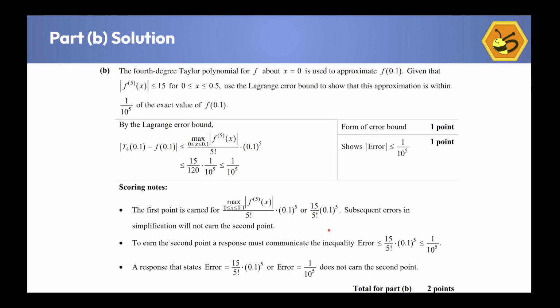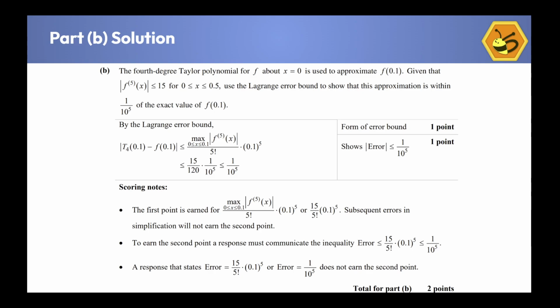Take a look. This is the direct application of the Lagrange error bound. So the maximum of the fifth derivative from 0 to 0.1 is the next term, so it's 15 and 0.1 to the power of 5. And the fifth derivative, so it's basically the maximum possible value of the next term. And it is obvious that the error is less than 1 over 10 to the power 5.